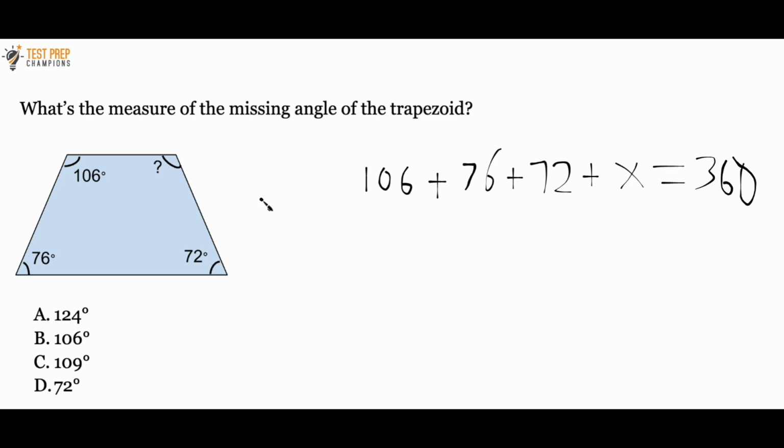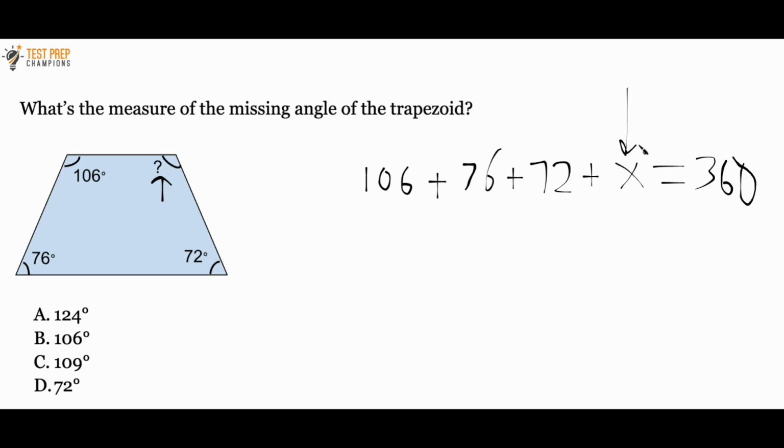So we know that a trapezoid is a four-sided plane figure. And we also know that for a four-sided plane figure, the internal angles will add up to be 360 degrees. So we know that these internal angles, if we add them up, will get 360 degrees. And since we don't know what the measure of the missing angle is, I just wrote x.